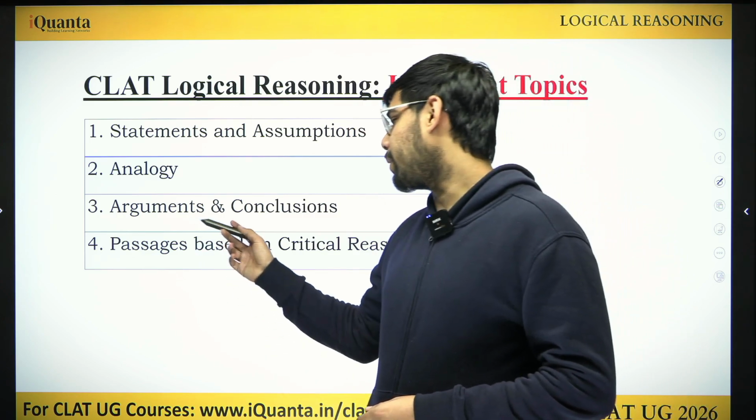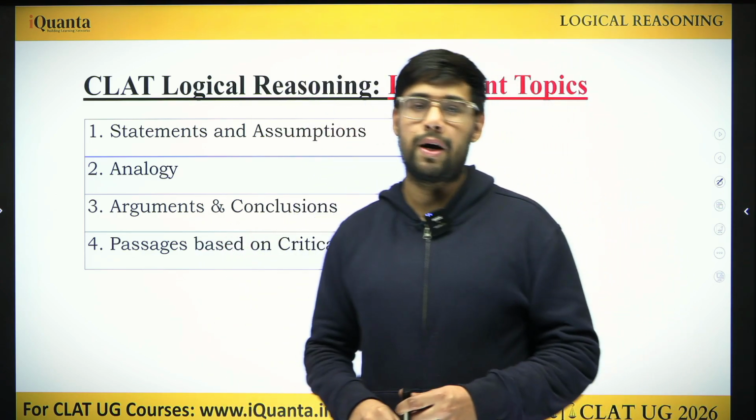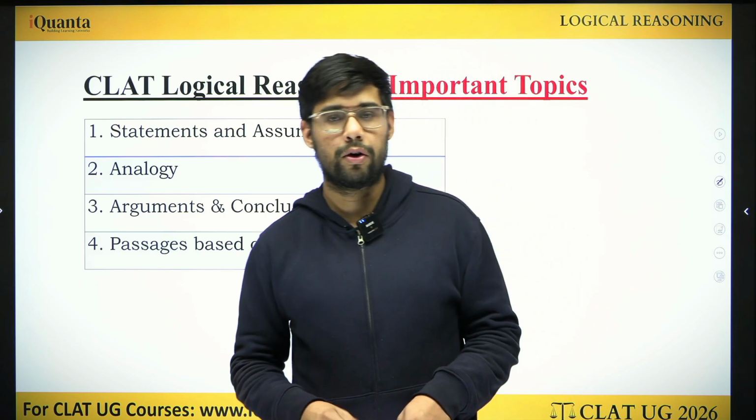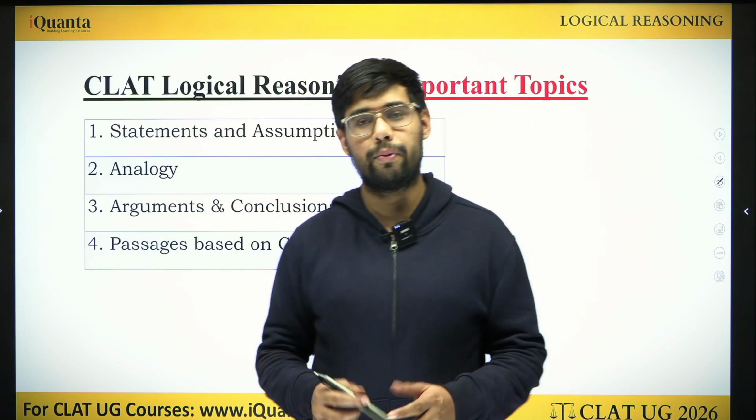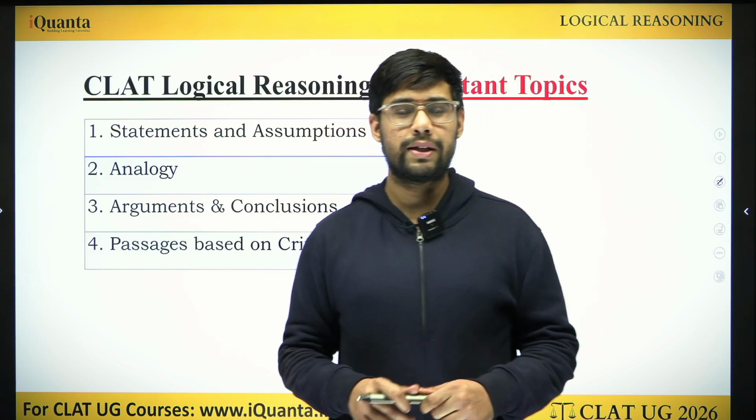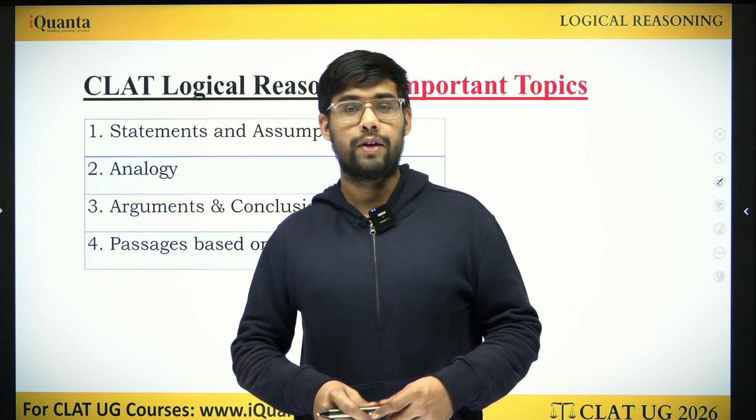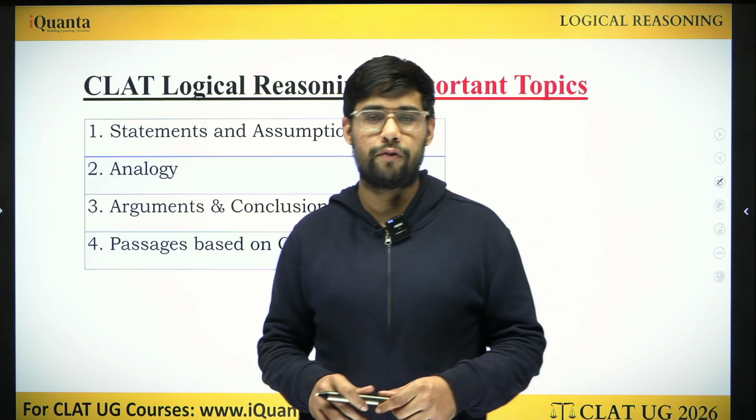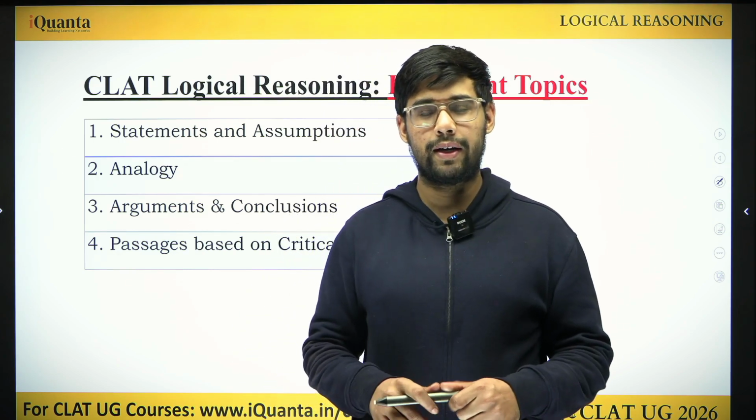Then there is arguments and conclusions, which is another part of critical reasoning where you have to conclude something from an argument provided to you. So there will be 2 to 3 sentences of argument provided to you. Then you'll have to conclude information from the data provided in the argument itself.